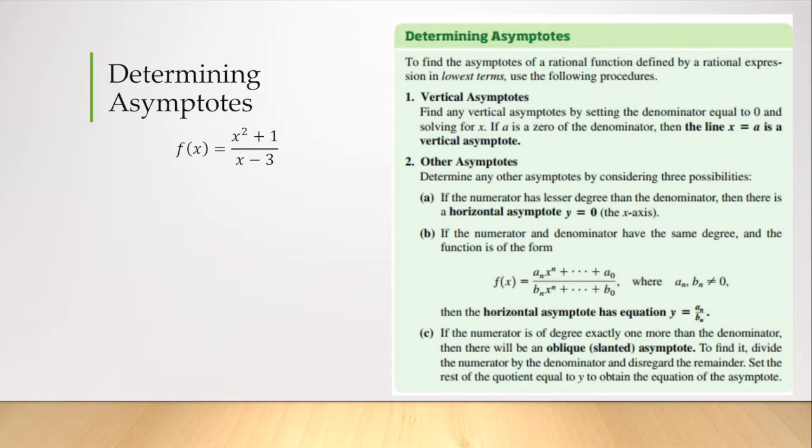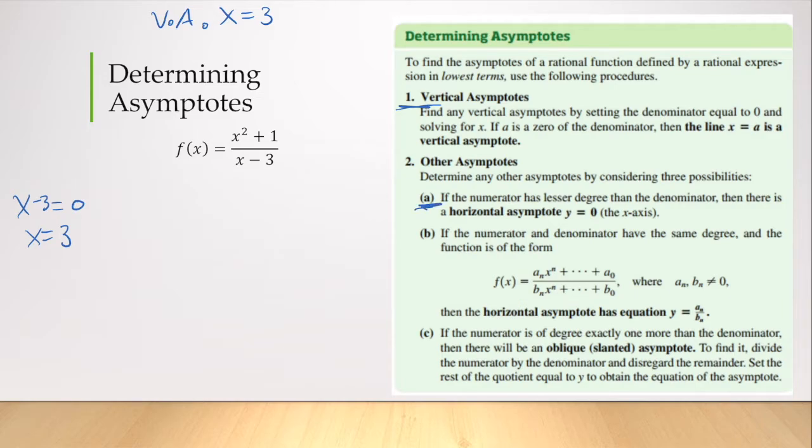Next, I have f of x is x squared plus 1 over x minus 3. So the first thing I always want to do is find our vertical asymptotes. We set the denominator equal to 0. I get x equals 3. My vertical asymptote is at x equals 3. And remember, that's the value excluded from the domain of this function. Now we determine our other asymptotes.